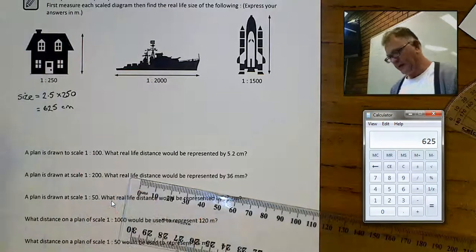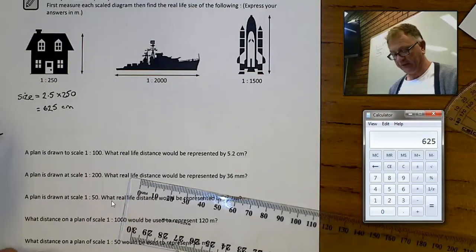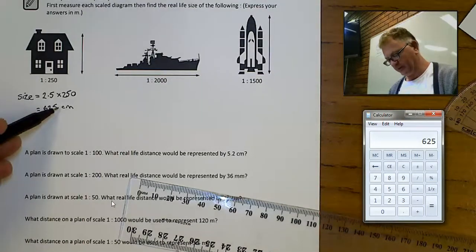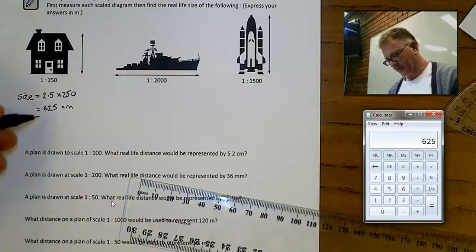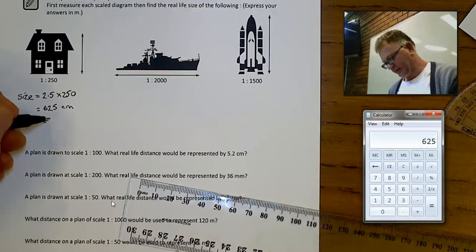Now it may be best, and in fact the question has even asked us to express in metres. Now we need to change those centimetres into metres, and there's 100 centimetres in a metre. To change centimetres into metres, we divide by 100, move the decimal point, which is at the end, 2 positions, we get 6.25 metres.